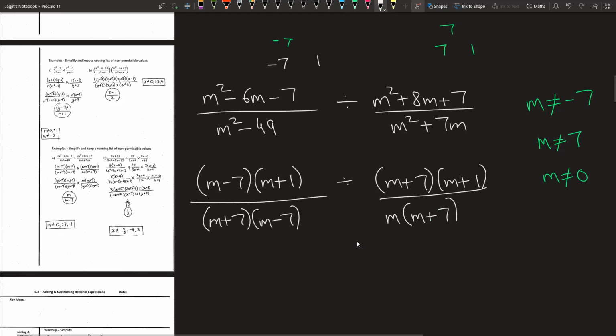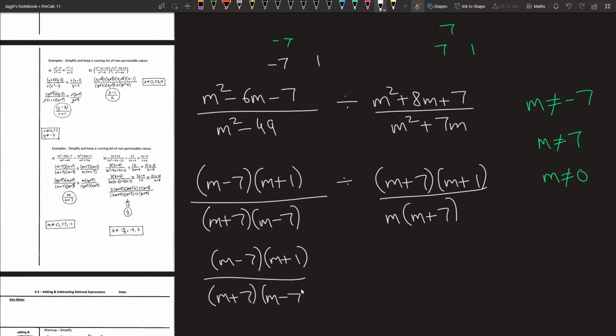Okay, guys, here's what I want you to remember. When you have division, you write your non-permissibles before flipping. And then what we're going to do is change this division to multiplication. So we have m minus 7, m plus 1, divided by m plus 7 times m minus 7. We're going to change this division to multiplication. And now what's going to happen? These terms are going to flip. M times m plus 7 comes to the top. And m plus 7 times m plus 1 comes to the bottom.